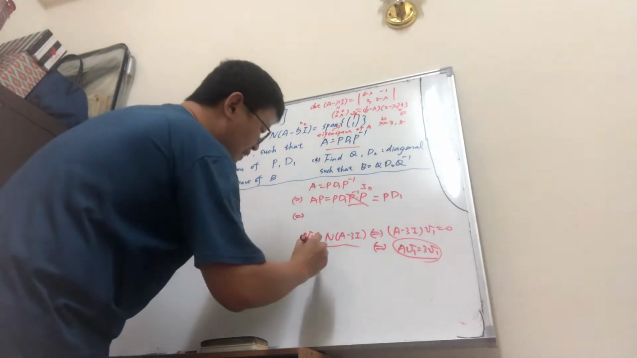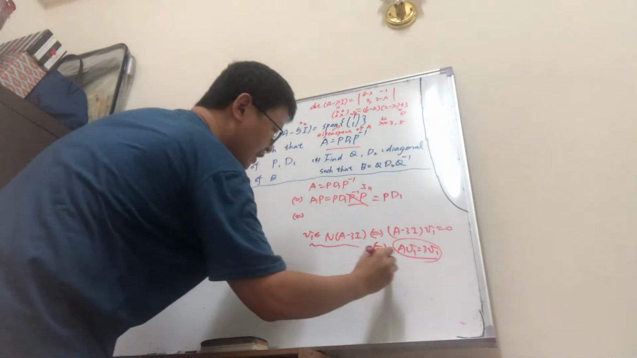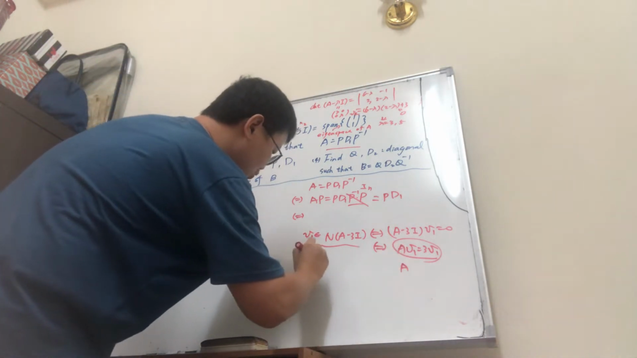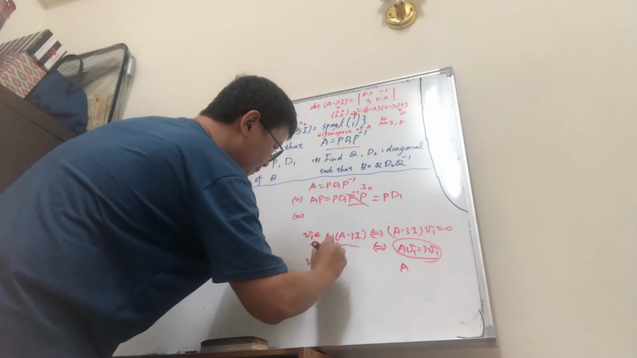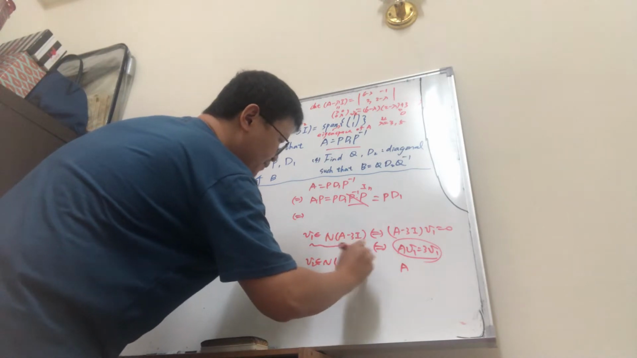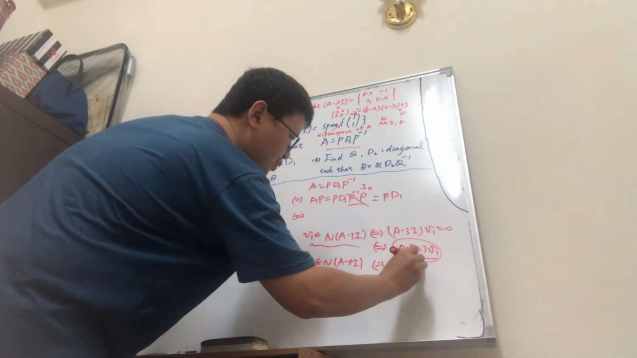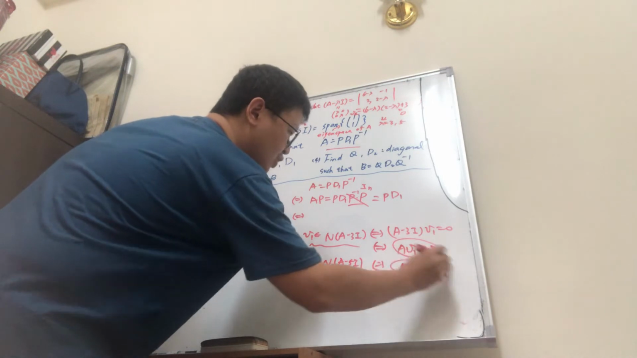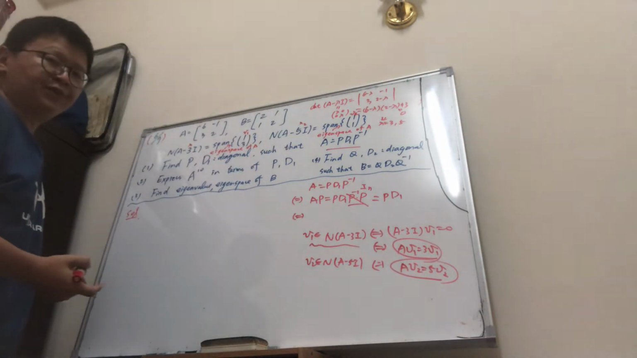And another vector V2 belongs to the null space of A subtract 5I. In other words, AV2 equals 5V2. So actually we have these two equations.